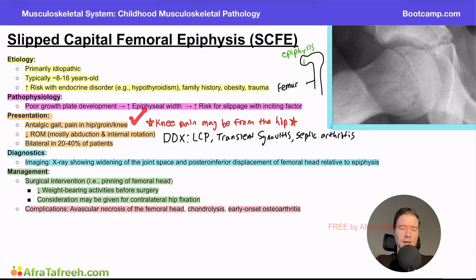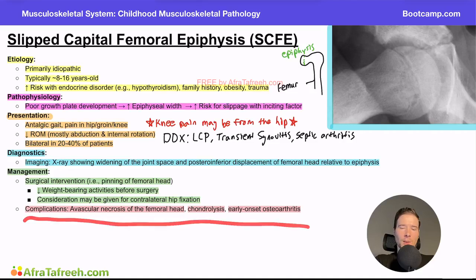Presentation, typically going to be hip, groin, or knee pain with an antalgic gait. Range of motion is going to be decreased because we've kind of thrown off the biomechanics of the hip joint, and note a lot of patients can present with bilateral findings. Imaging here, we talked about kind of that slippage occurring. You can see the growth plate in the middle, and this is obviously off center. Management, surgical intervention for these patients, we need to pin the head. Sometimes this is done on both sides prophylactically. And the reason for this is because there's a variety of different complications that can occur if we do not intervene early.